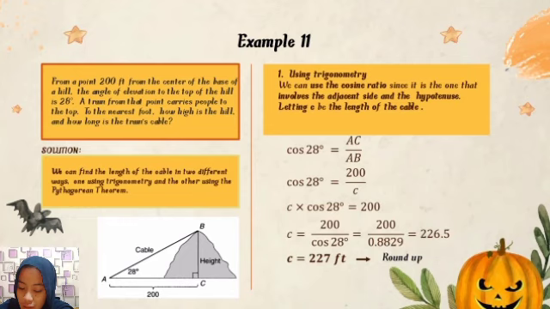And we cross multiply both sides. C times cosine 28 degrees equals 200, and C equals 200 over cosine 28 degrees, which equals 200 over 0.8829, which equals 226.5. So the value of C is 227. We round up the value.